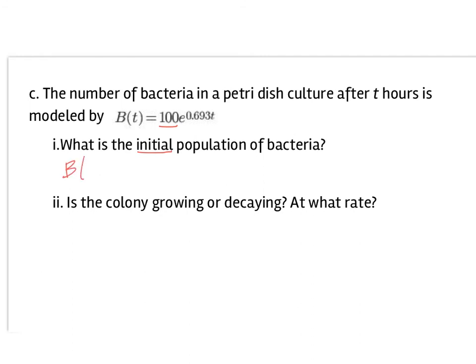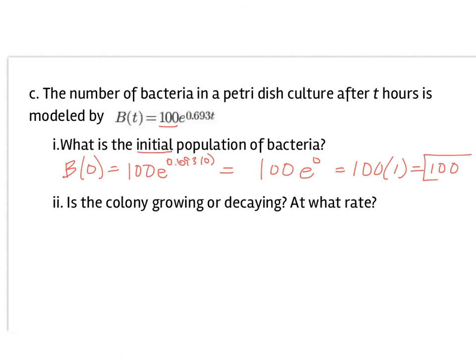So if we were to actually plug in 0, our exponent becomes 0 altogether. E to the 0 is 1, and we get 100 out. So I know that's quite a process to go through, but I just kind of want to reiterate that that's what we mean by initial when we plug in 0. Certainly you could have seen that from the formula here.